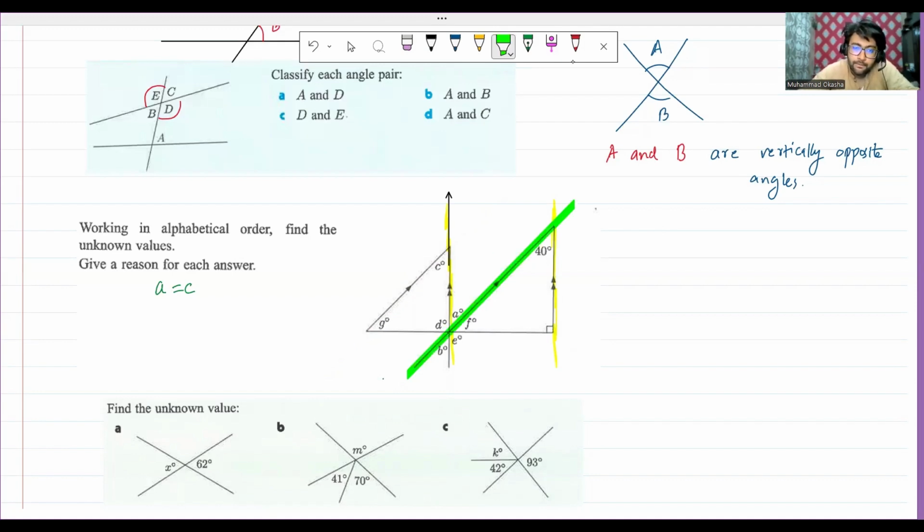Okay, so let's form a Z around it. So this is a Z I can form, right? So if that's a Z, then A is the same thing as 40 degrees, right? So this is our first finding. The second finding is A equals 40 degrees, right? If A is equal to 40 degrees, C is also equal to 40 degrees, right? So C is 40 degrees.